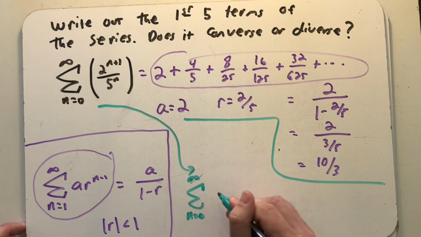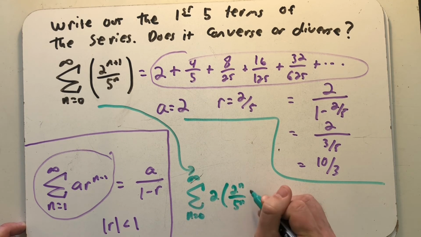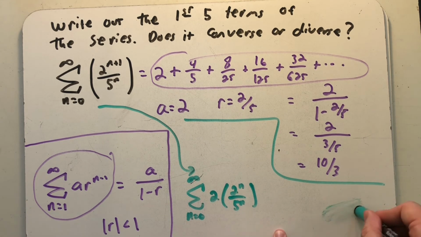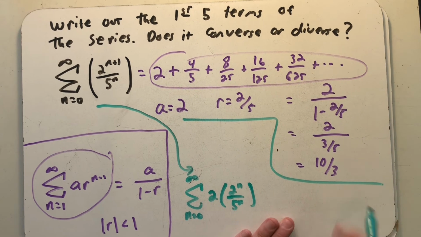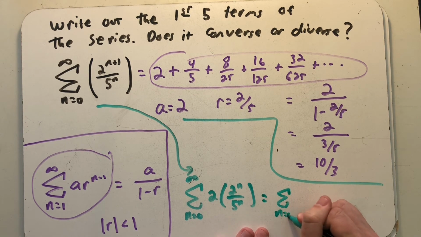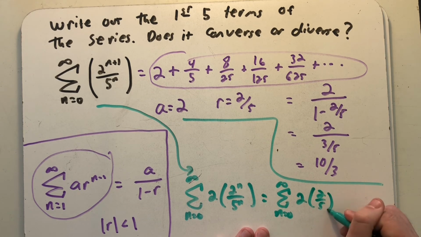I'm going to start by writing it as 2 times 2 to the n over 5 to the n. Right, because 2 to the n plus 1 is the same thing as 2 to the n times 2, and I can just write that 2 out front. That lets me write the inside of this summation as 2 times 2/5 to the n.